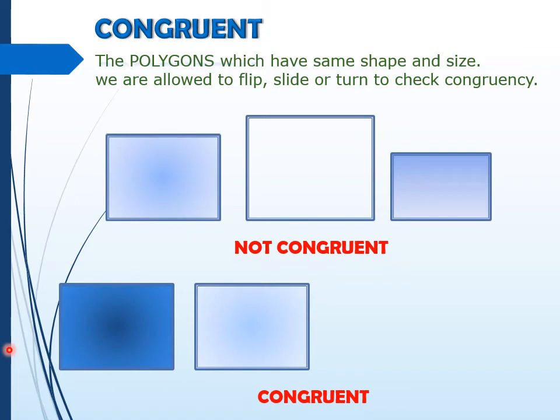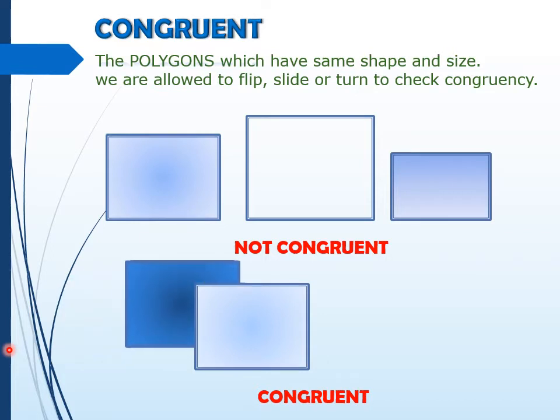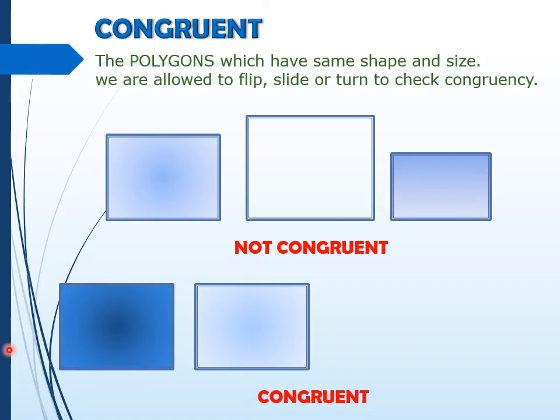But let us superimpose these two pictures and see whether these two polygons are congruent or not. We can see that they are exactly fitting into each other. So therefore, we can see that these two are congruent to each other.